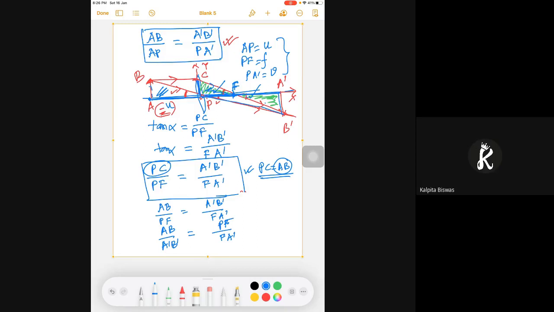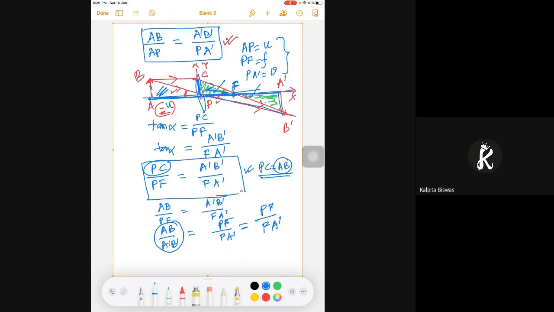Got it? I am just putting A dash B dash at the bottom here because this is object by image. This is object by image. And here it is coming PF by F A dash.